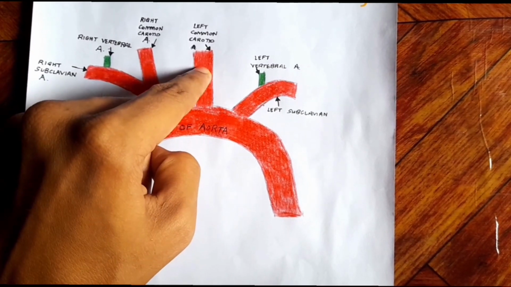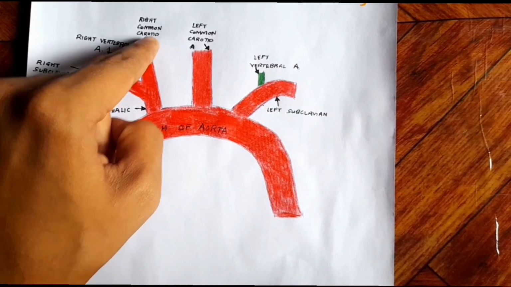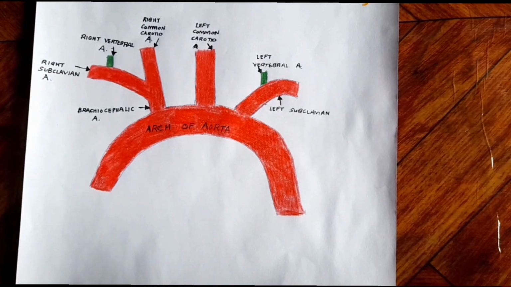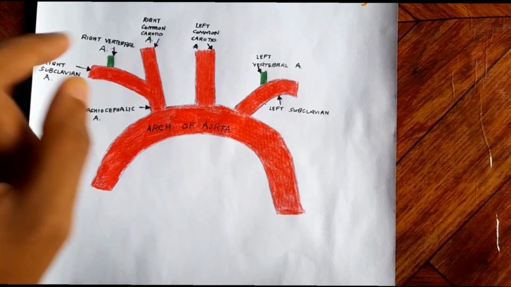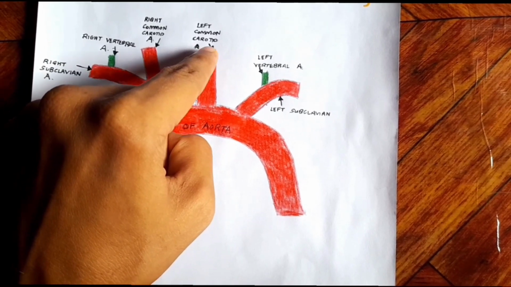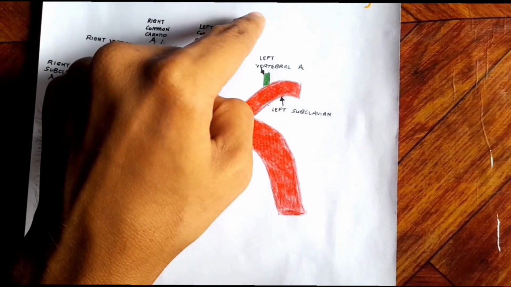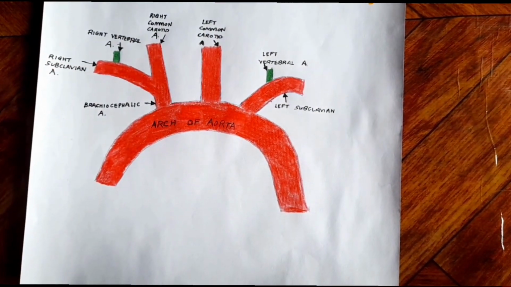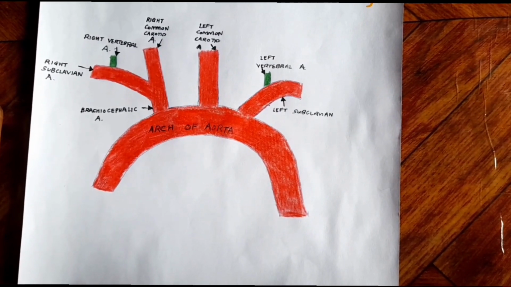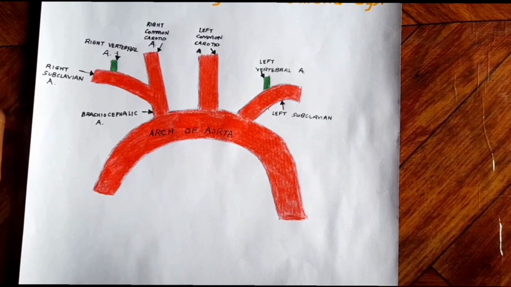This right common carotid artery will again give two branches: the internal carotid artery and the external carotid artery. And same with the left common carotid artery. The left common carotid artery will give the internal carotid artery, which is for the left side, and the external carotid artery, which is also for the left side. Why for the left one? Because they come out from this left common carotid artery. So now we know where we get the vertebral artery and carotid artery from.